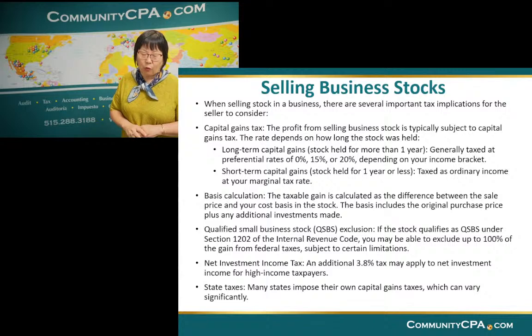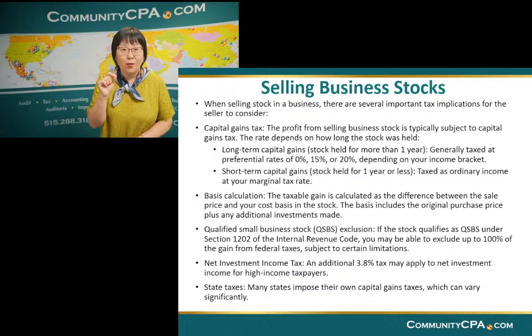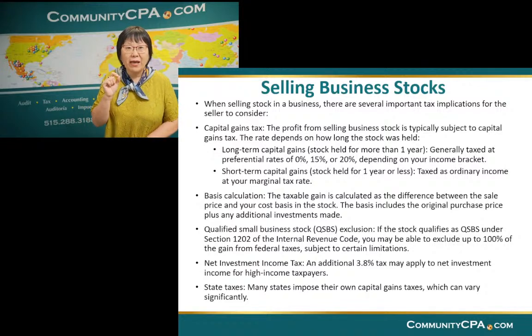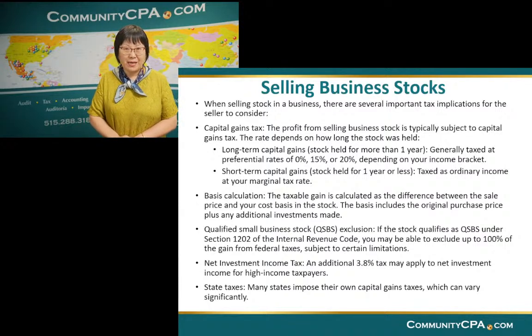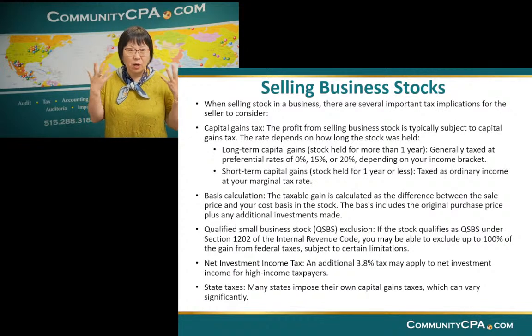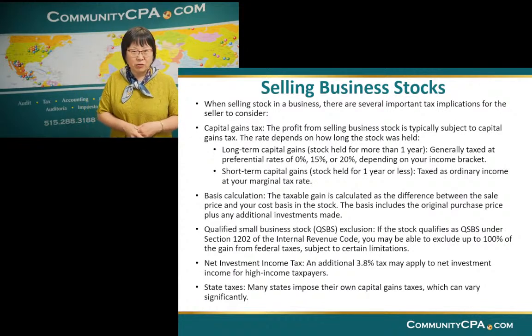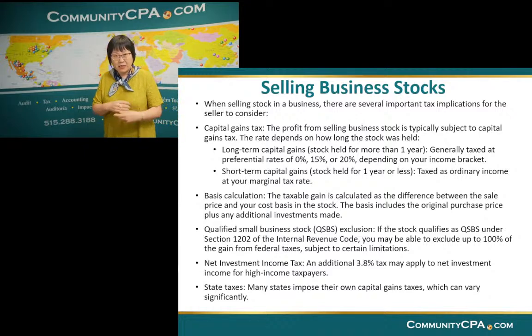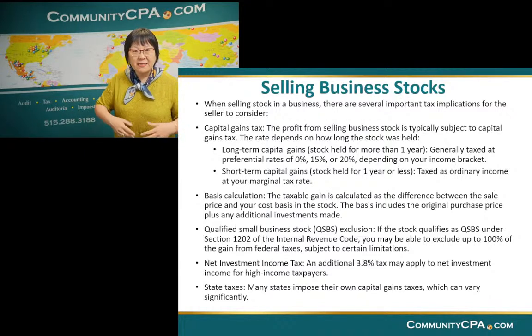Capital gain taxes, of course, and the basis calculation. And the most important one is this one: qualified small business stock exclusion. Gain exclusion. You could walk away from a $10 million capital gain without paying taxes. Section 1202. Okay? And of course, you need to be aware of the net investment income tax, 3.8%, you know, President Obama's tax, right? And the state taxes.